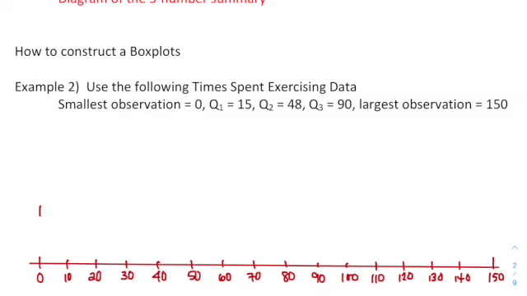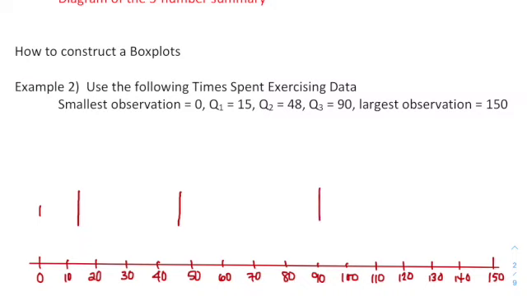Okay, and then Q1 is at 15. So 15 is right here. I'm going to make a bar like this. Okay, because eventually we're going to connect them. Then what we're going to do is I'm going to do Q2. Q2 is a 48, so it's not quite 50. We're going to do Q2. And then we have Q3 is at 90.